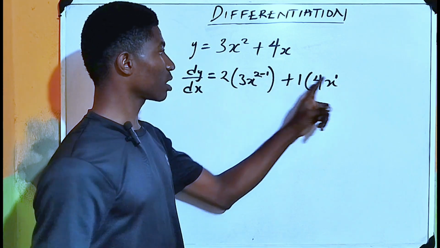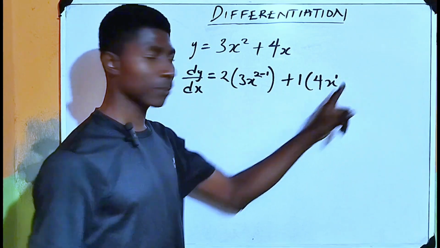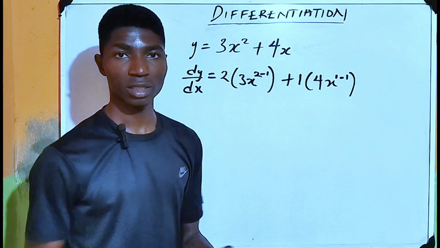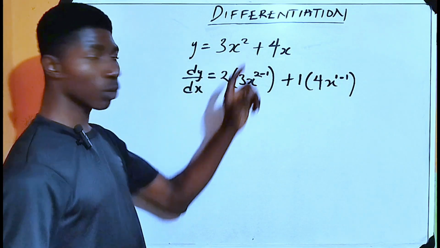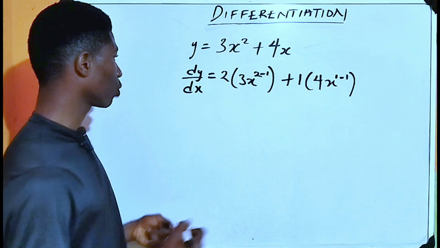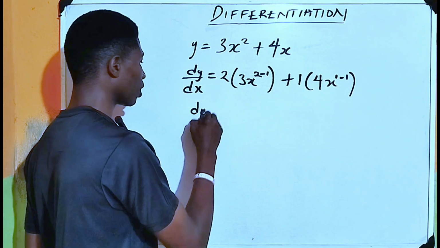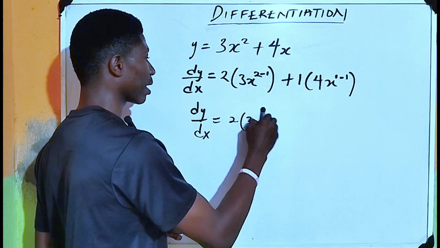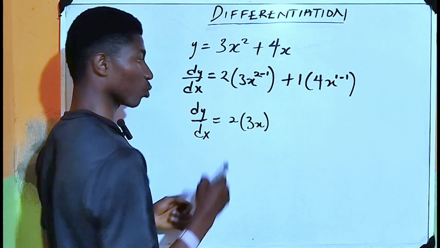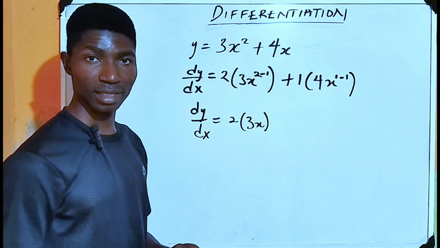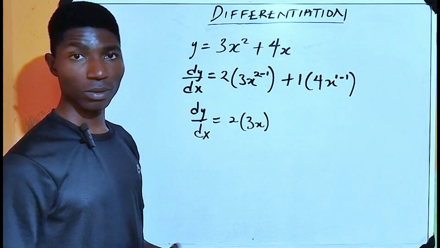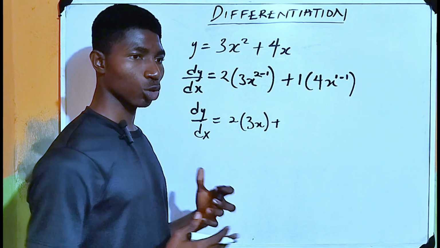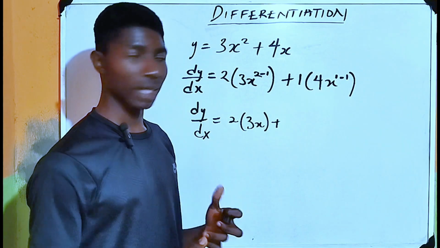Now, the second step is to subtract 1 from the power. Then we are done differentiating this equation. Let's simplify further. So we have dy over dx is equal to 2 times 3x, 2 minus 1 is 1. Yes, and there's an invisible 1 here, as I said earlier. We don't write the power 1 in mathematics. We do write it, but to show professionalism, we often don't write it.